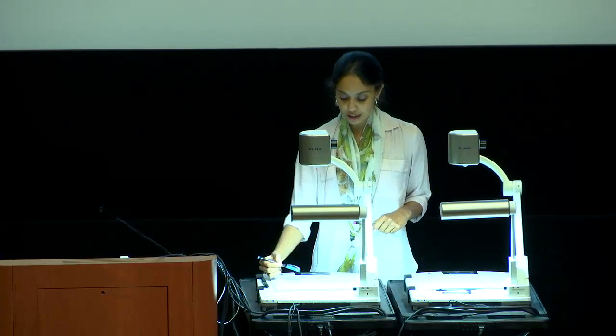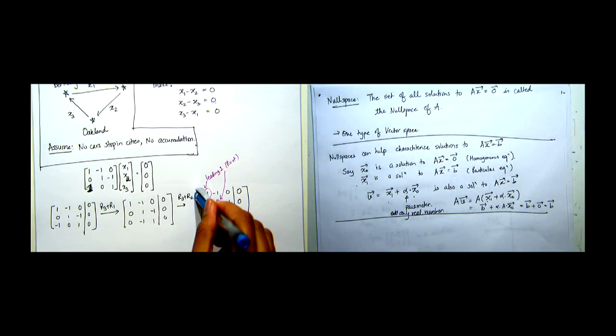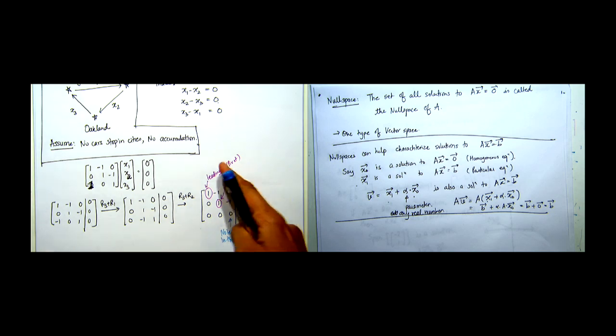So here you see, basically in the first column, you have a leading one, right? A leading one is when you look from the left, and you go right, and you see a 1 after zeros. So this is a leading one, this is a leading one. The first column has a leading one, the second column has a leading one, the third column does not have a leading one, right?